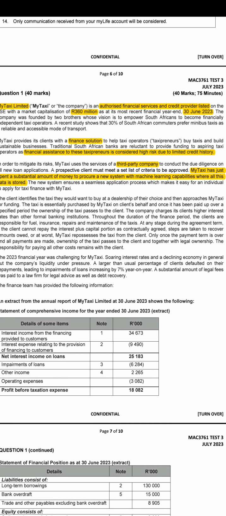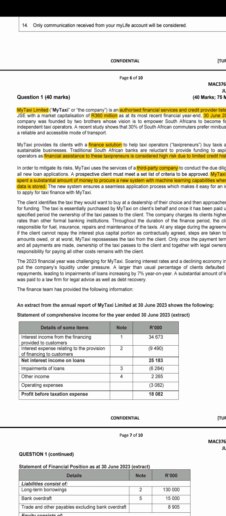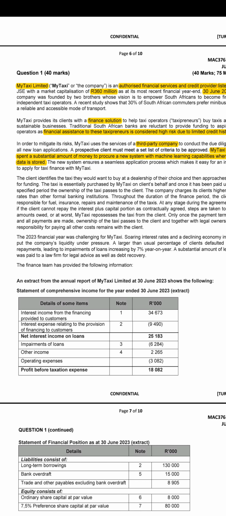The new system ensures a seamless application process, which makes it easy for an individual to apply for taxi finance with My Taxi. That's fine and great and wonderful, but that's not really addressing the potential risks that we'd be interested in. Okay. And to be perfectly honest, if you're spending so much money, the system sure as hell should be creating a seamless experience. So yeah, nice bit of information there, but not quite impactful for our purposes. Okay.